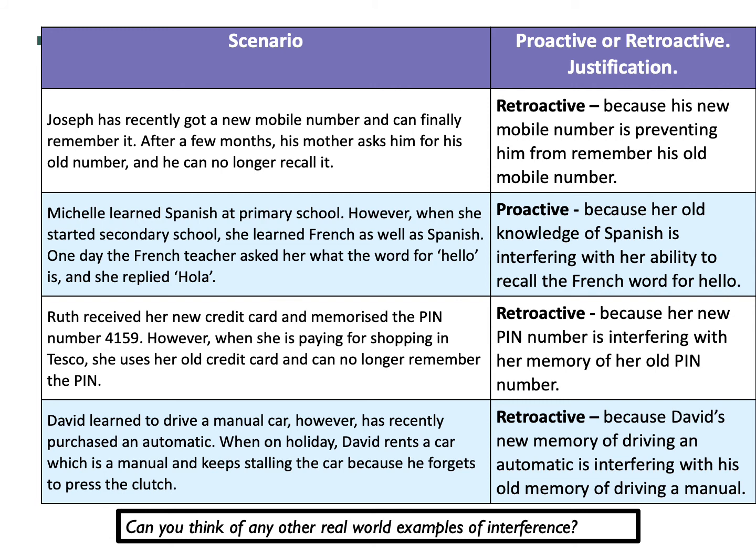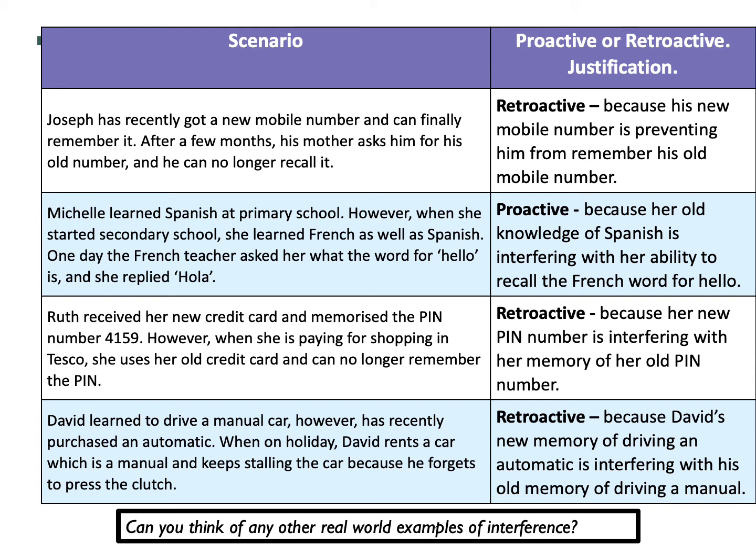Can you think of any real world examples of interference or cases of interference that have happened to you personally? It's really good if you can try and think of one of each, because then it'll be easy for you to recall what retroactive and proactive interference are in an exam.